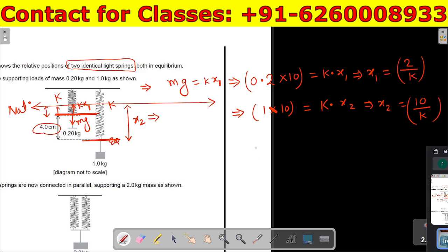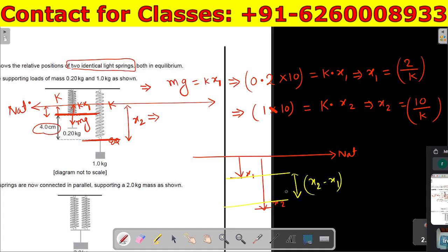Suppose this is my natural length. So x1 is till here. This is x1, and we got the value of x1. From here to here, this is x2. We have x2, so how can we find this gap? I want to calculate this gap. This is x2 minus x1. Can we say that this gap is x2 minus x1? Are you getting my point?